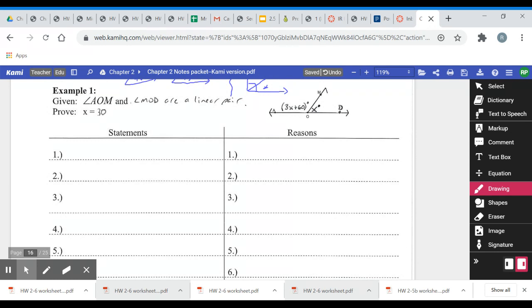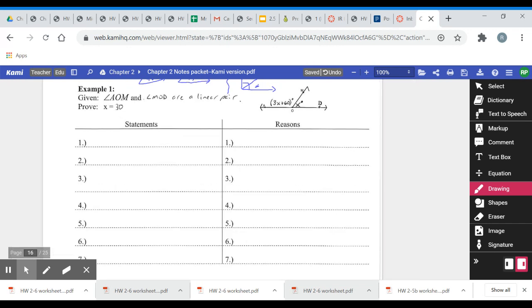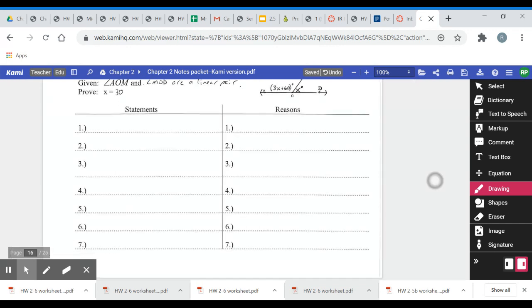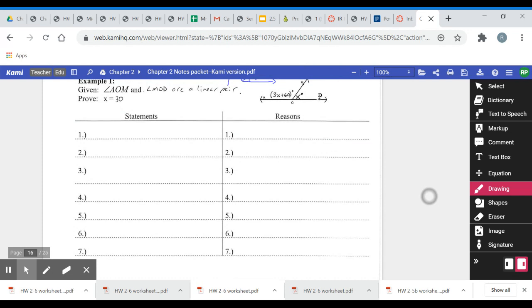So I would like you to be able to see the whole thing. Let me see if I can reduce it down a tad bit so you can see the whole proof. Okay, there we go. So here you can see, it's kind of a key thing here. You want to be able to see that picture up at the top. You want to be able to see the given and what you're trying to prove.